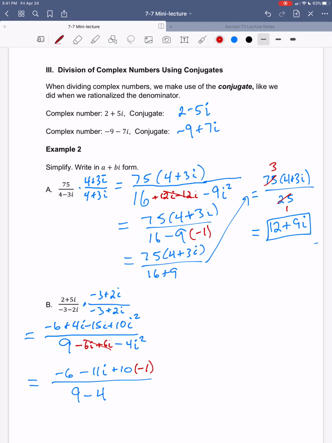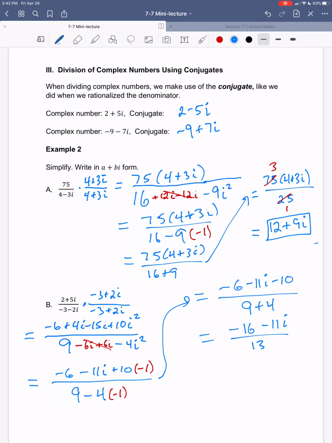Same thing here in the bottom. So, negative 6 minus 11i minus 10, all over 9 plus 4. So negative plus negative gives me even more negative.